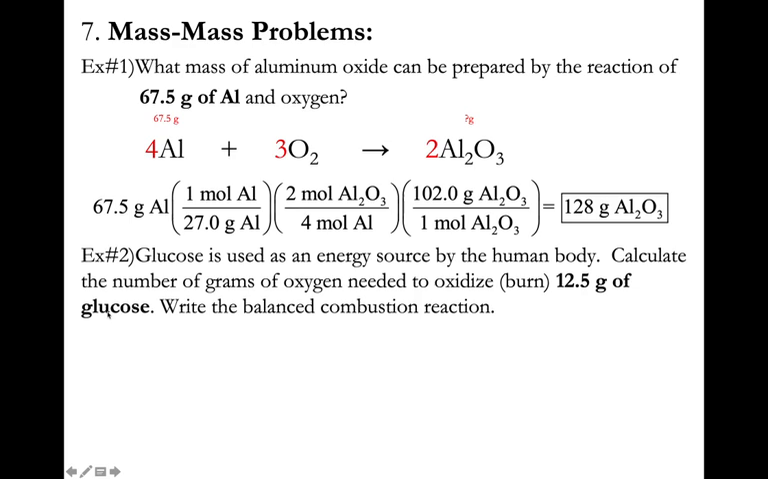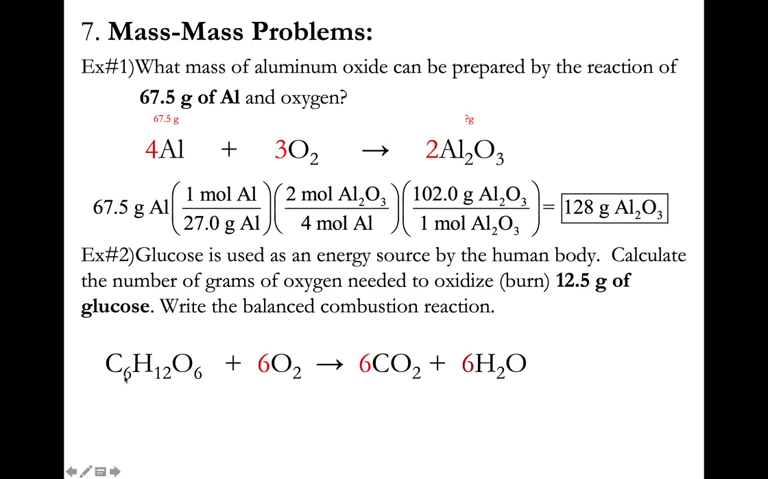Now, they don't tell you the formula for glucose, but glucose is very common. It's C6H12O6. So if I write this as a balanced equation, it should look something like this. Again, C6H12O6. With every combustion reaction, we know we're going to add oxygen gas to it, and our products are going to be carbon dioxide, or CO2, as well as H2O. Then we have to balance it.